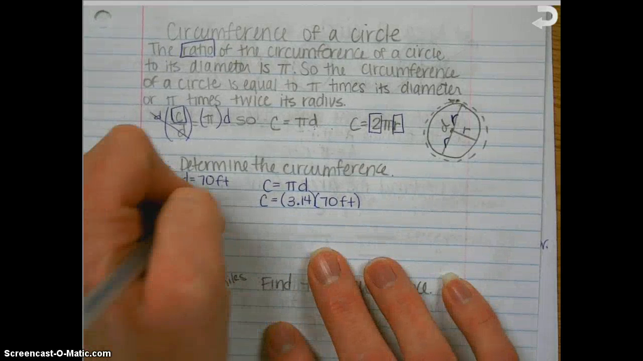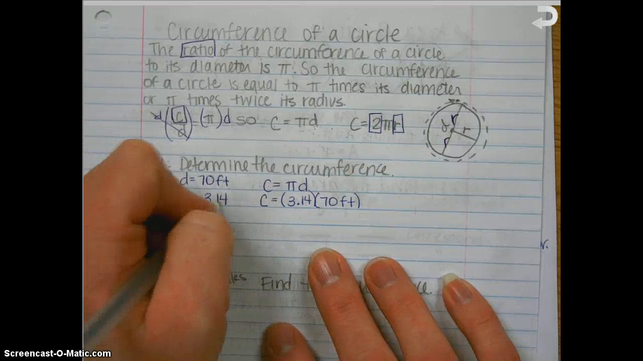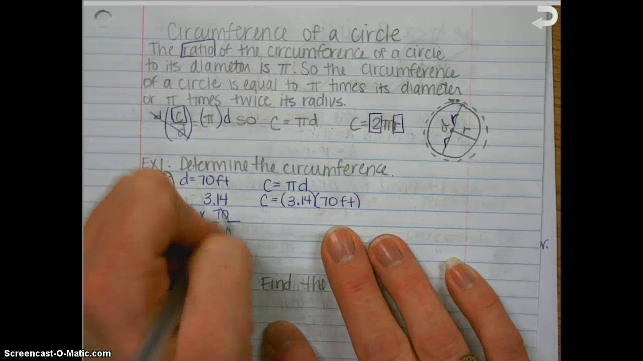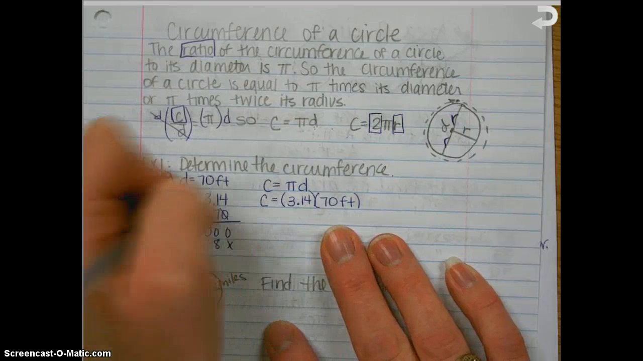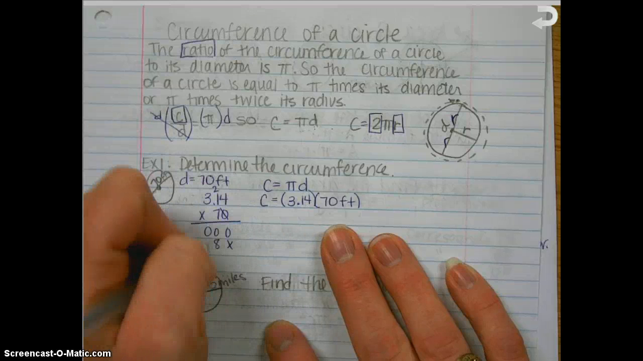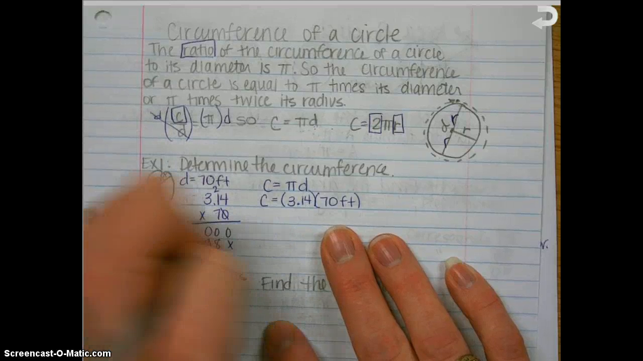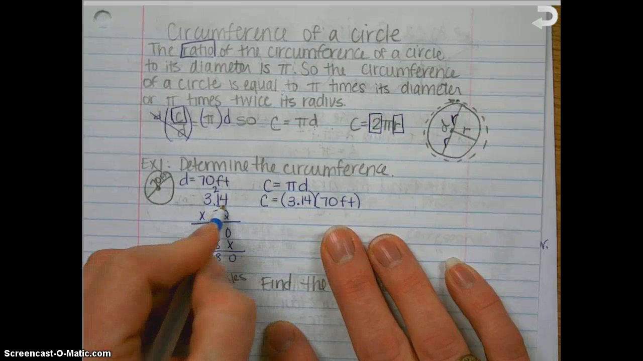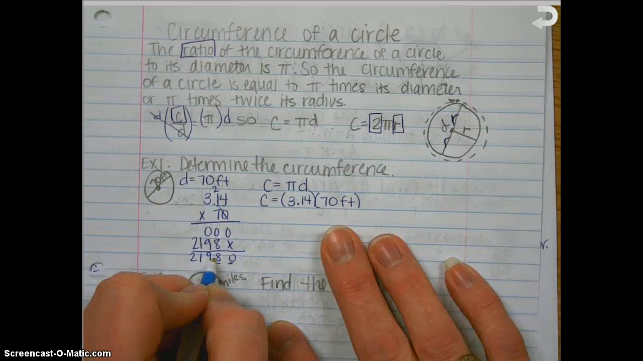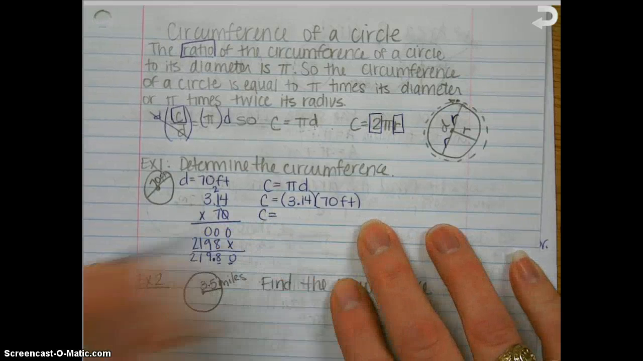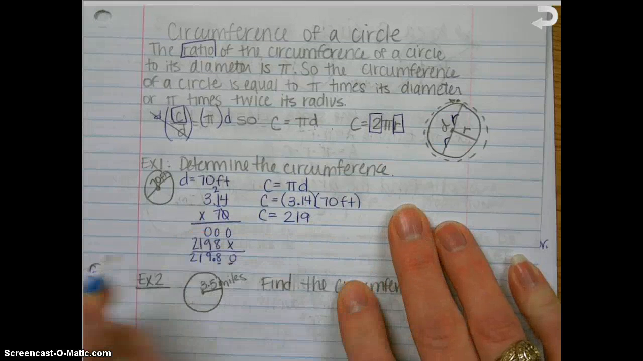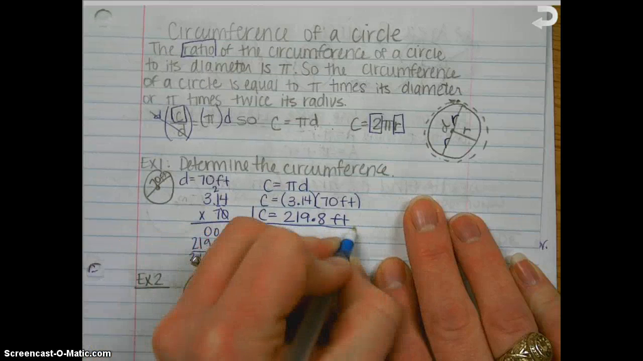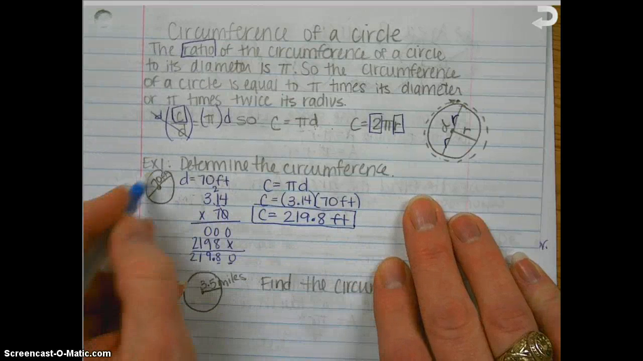And then you're going to multiply 3.14 times 70. 7 times 4 is 28. Carry the 2. 7, 8, 9. 7 times 3 is 21. Add them up. I have 2 decimals, so I need 2 decimals. So my circumference would be equal to 219.8 feet. So it would take 219.8 feet to go all the way around this circle one time.